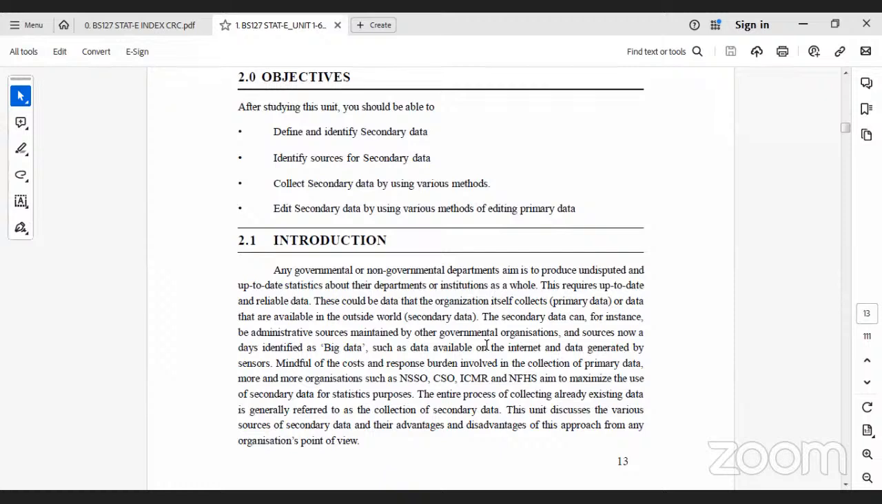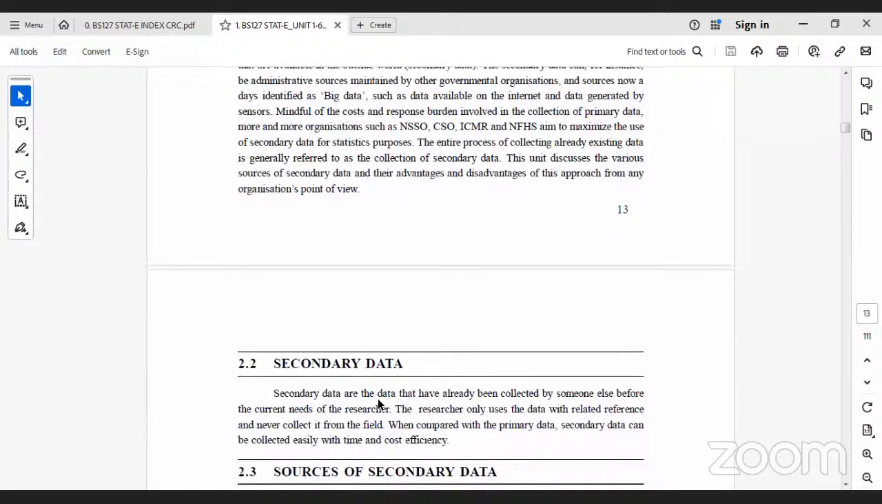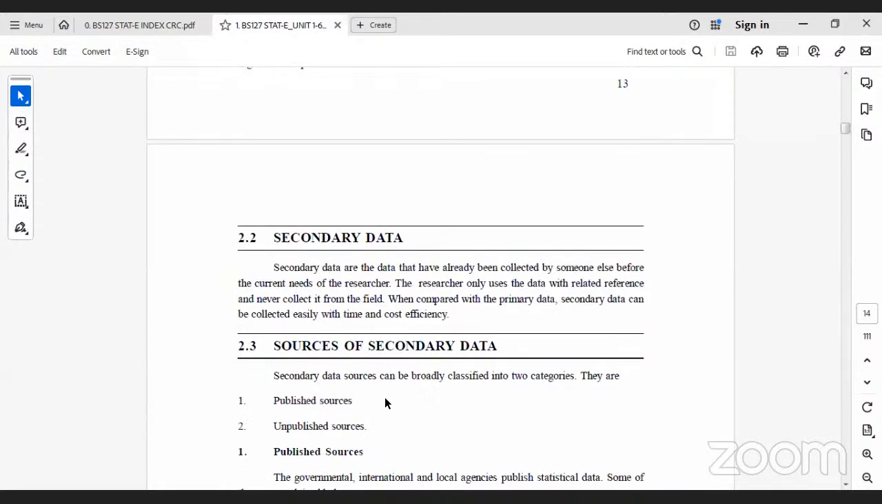Mindful of the cost and response burden involved in the collection of primary data, more organizations such as NSSO, CSO, ICMR, and NFHS maximize the use of secondary data for statistical purposes. The entire purpose of collecting already existing data is generally referred to as the collection of secondary data. This unit discusses the various sources of secondary data and the advantages and disadvantages of this approach from the organization's point of view.